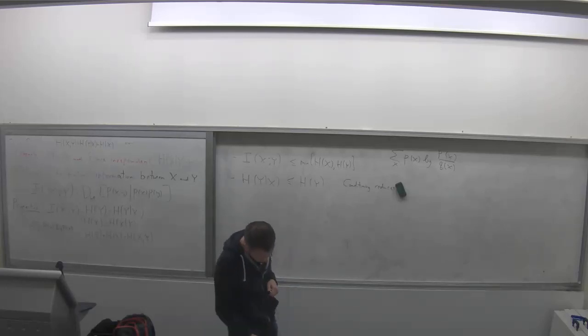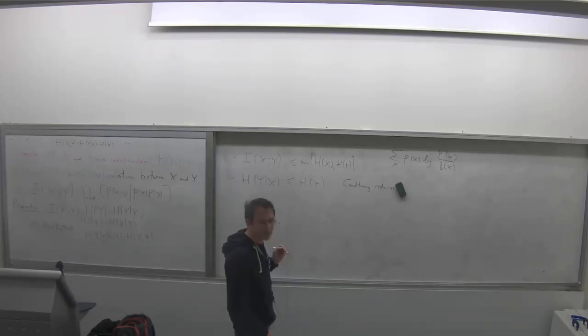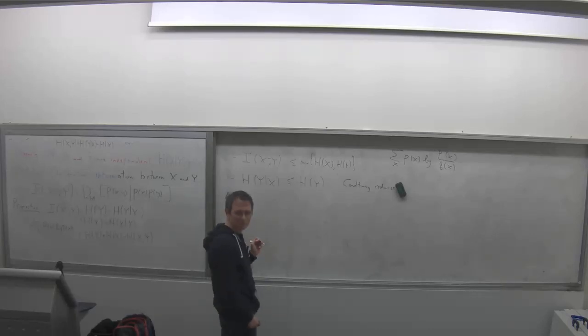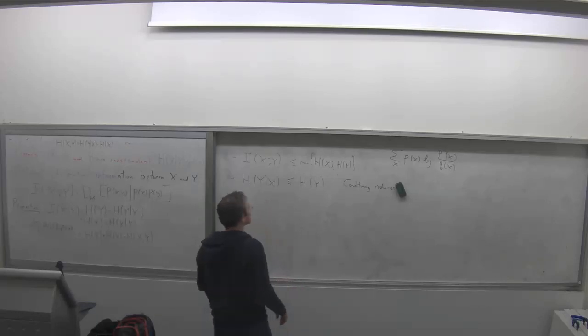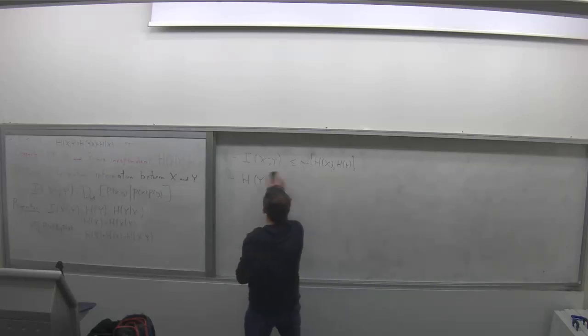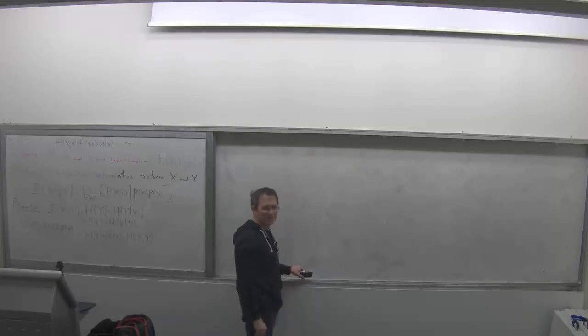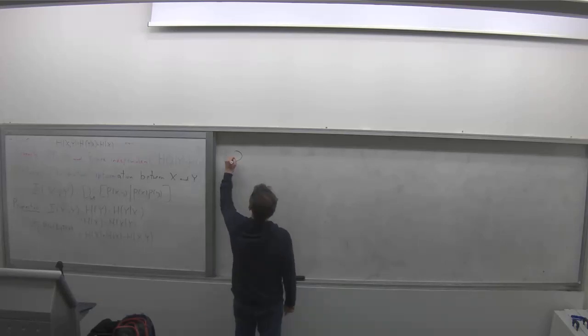What else? Oh yeah, there's the data processing inequality, which you've seen in the exercise. So that's it on information. Now let's go back to our channel coding problem. What was the data processing inequality we saw in the exercise? All right, I'll give it to you.